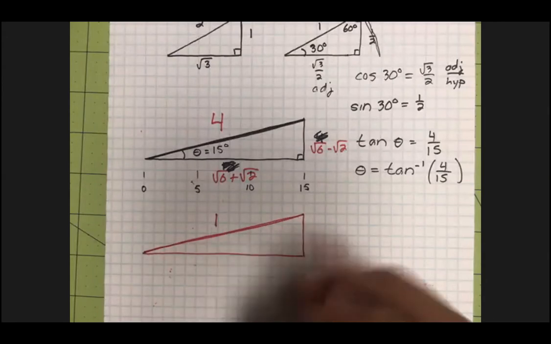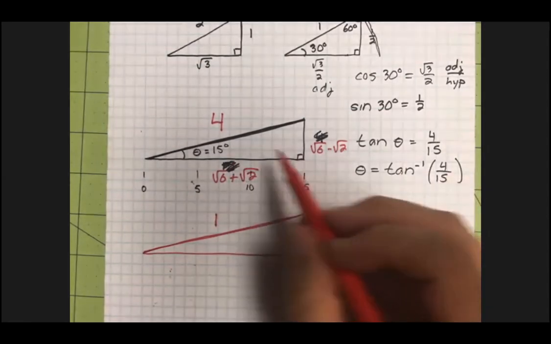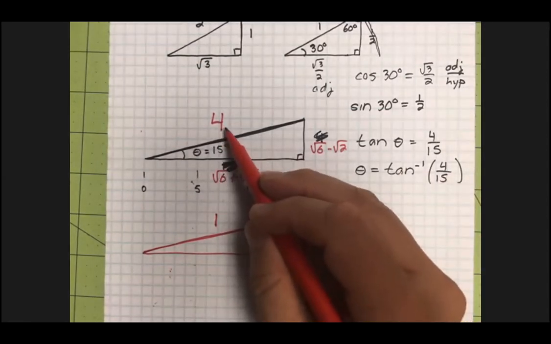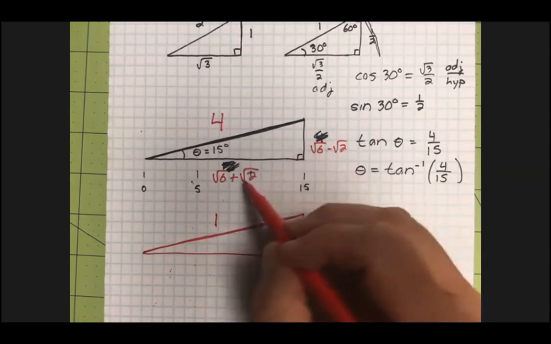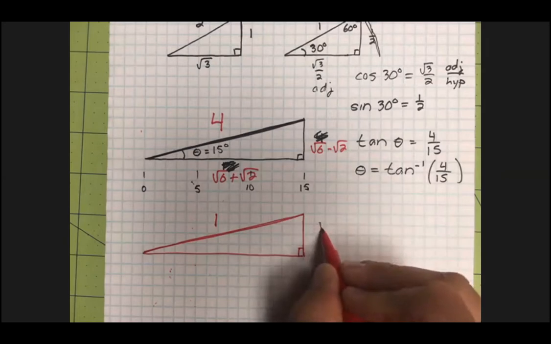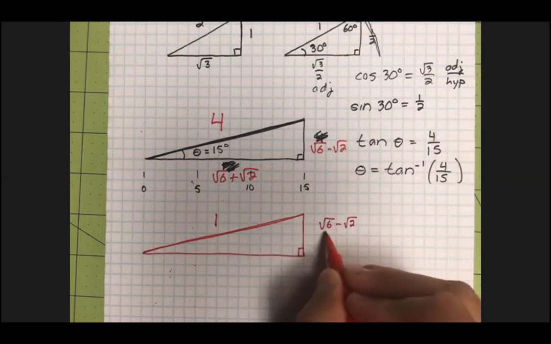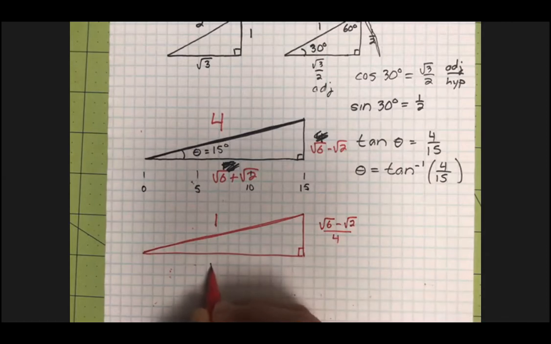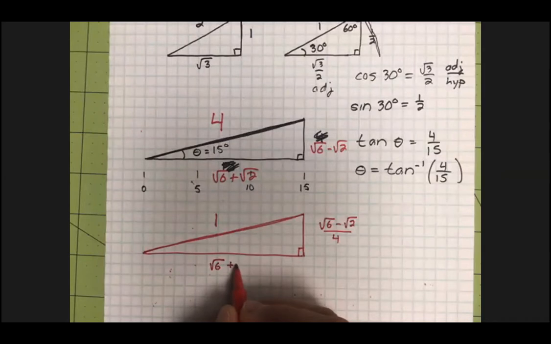If the hypotenuse becomes 1, then I have divided the hypotenuse by 4. And because these are similar triangles, all I have to do is divide the other two sides by 4. And that becomes the new horizontal side and the new vertical side.